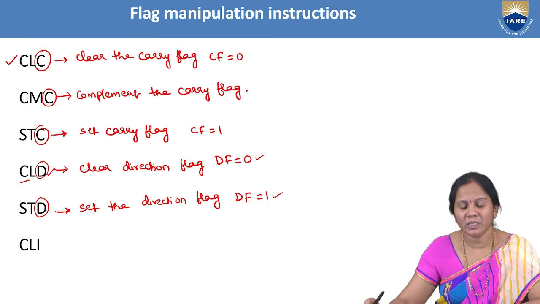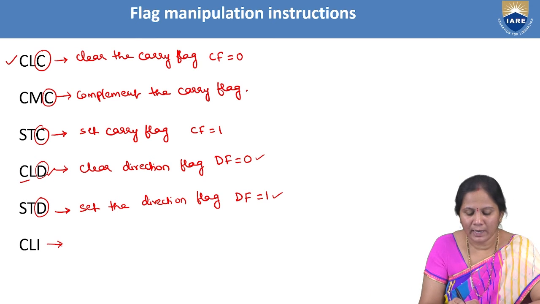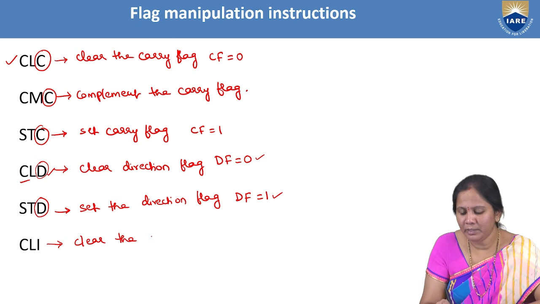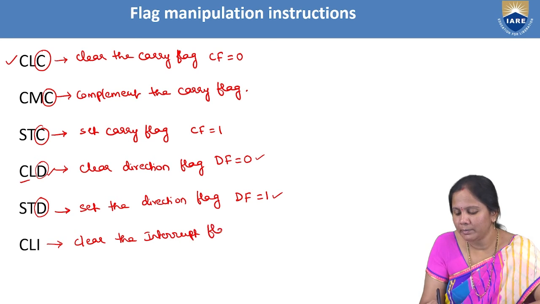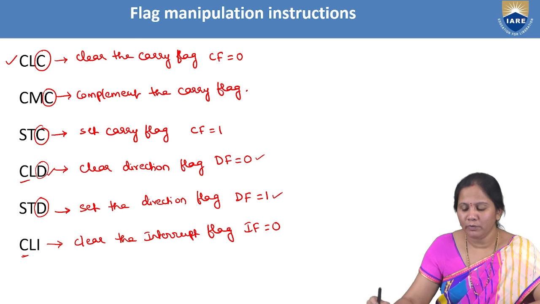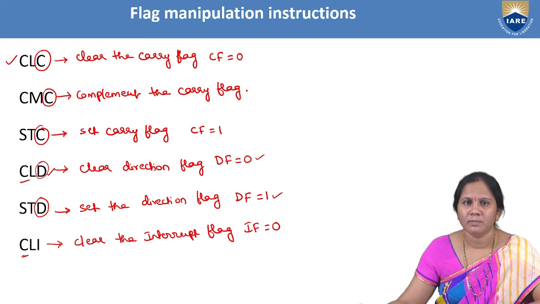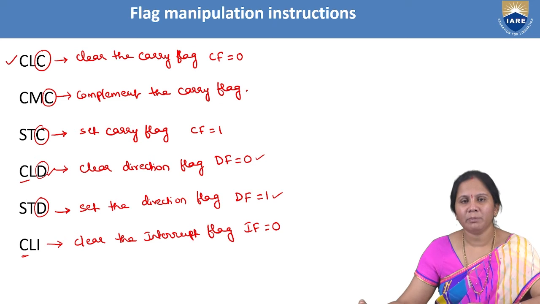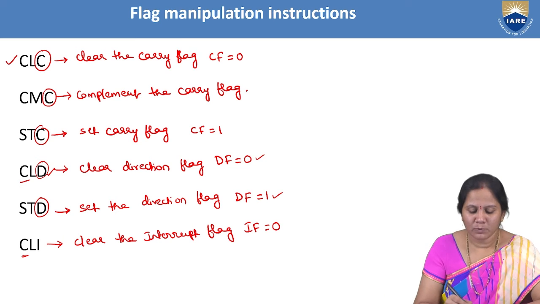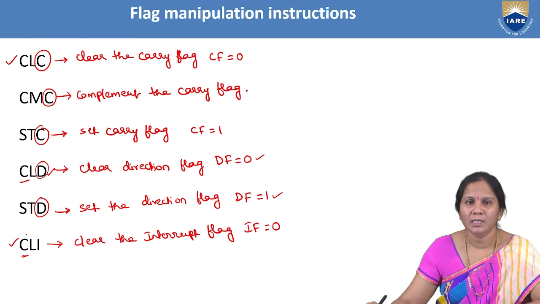These 2 instructions are related to the direction flag bit. The next flag manipulation instruction is CLI. CLI represents clear the interrupt flag. Generally the interrupt flag is indicated with IF or I. Clearing means making this IF bit 0. If you wanted to make the interrupt flag bit in the flag register format 0, it is possible by executing the instruction CLI.